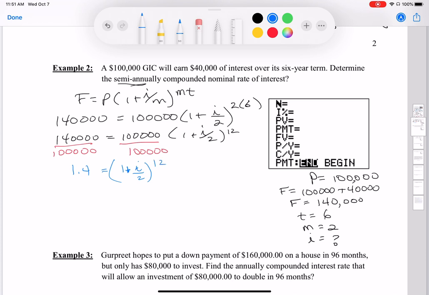The second step is to take the 12th root of both sides. If we're using the NumWorks calculator, when we take the 12th root, it's going to become 1.4 to the exponent 1 over 12. If you are using any other calculator, it's going to be the 12th root of 1.4. However you decide, whatever tool you have is fine. So let's go into the NumWorks calculator and give that a whirl.